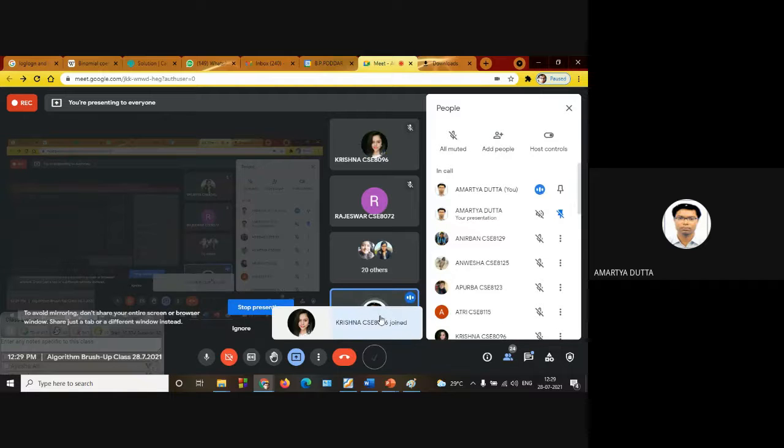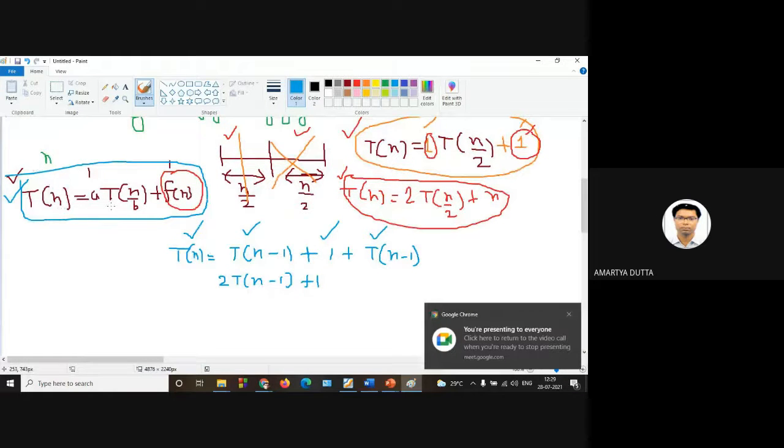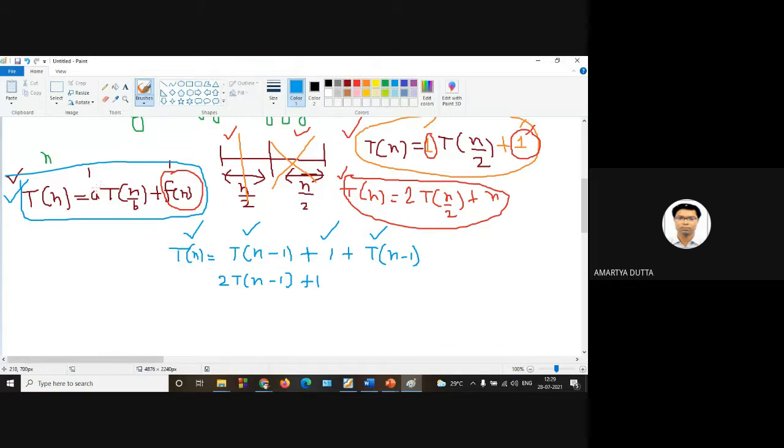Now we will discuss the master theorem. The master theorem has the form T(n) = aT(n/b) + f(n), where f(n) is the total function, a is the number of subproblems, and n/b is the size of the subproblems. This will have a total of 3 cases. At every step we have to compare n to the power log b base a with f(n), the total function.